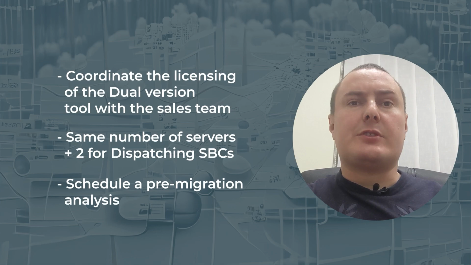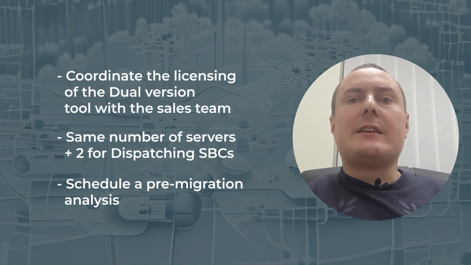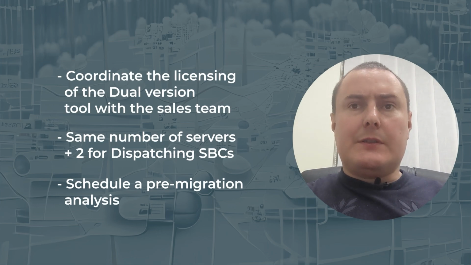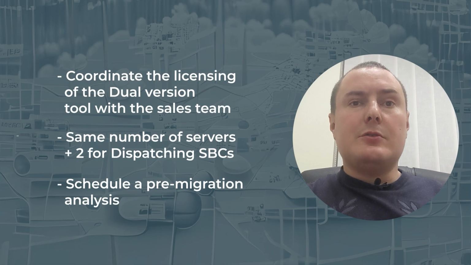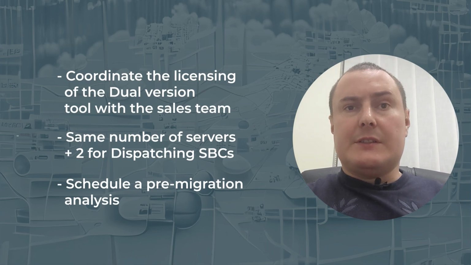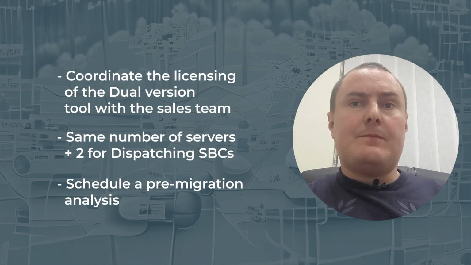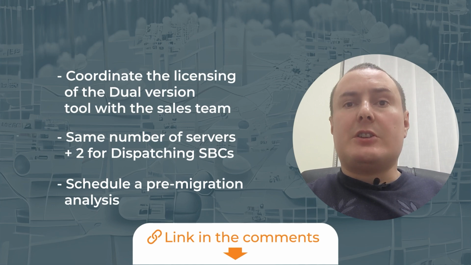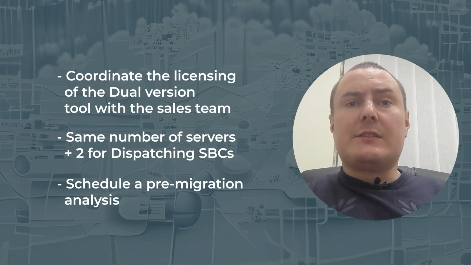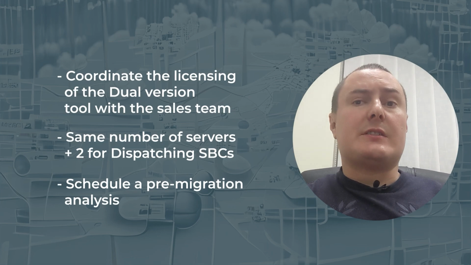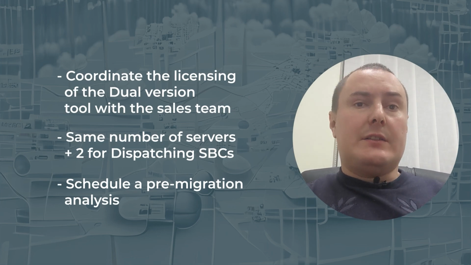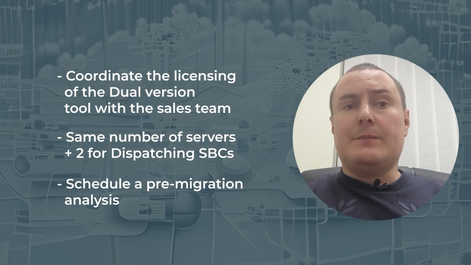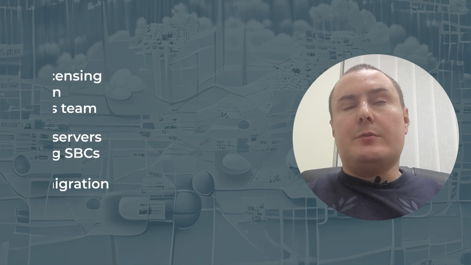Your second PortaSwitch system should have exactly the same number of servers as your current production system, or what we call the source system. On top of that, you need 2 additional servers for redundancy for dispatching SBCs. On your screen, you will see a clickable link to our official documentation where you can find additional details about what exactly a dispatching SBC is. Finally, you will need to schedule a pre-migration analysis with our PortaOne team. I will talk about that in a few minutes.